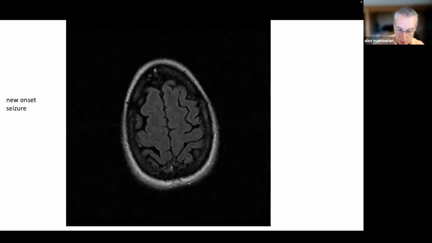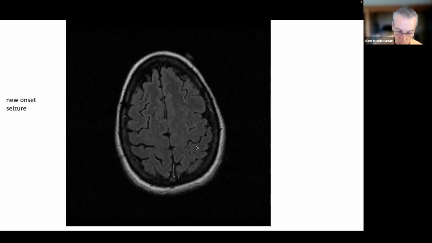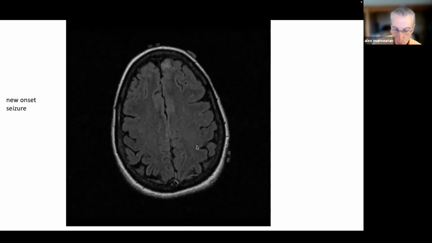So let's look at this page. This is an MR scan. This is a FLAIR scan, fluid attenuated inversion recovery. And you know it's a FLAIR scan and not a T1 weighted scan because the white matter is darker than the gray matter, which would be the reverse if this were a T1 weighted scan.